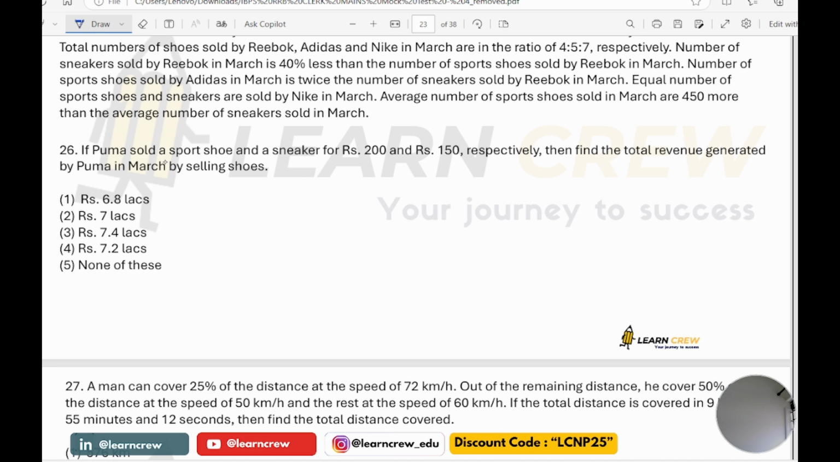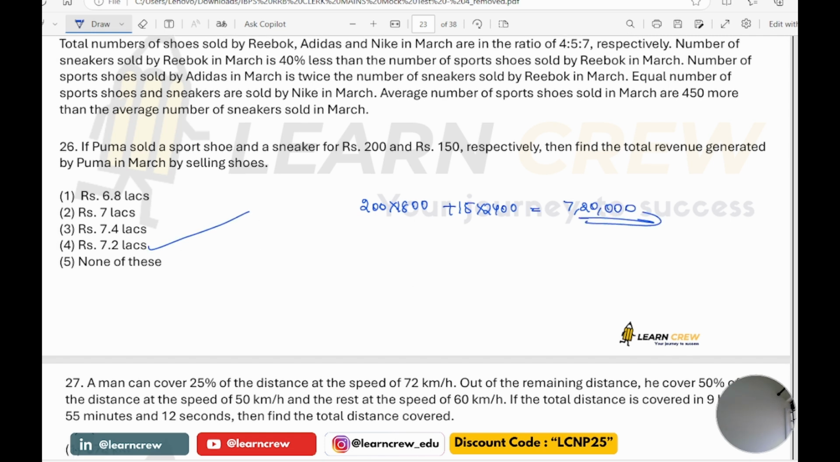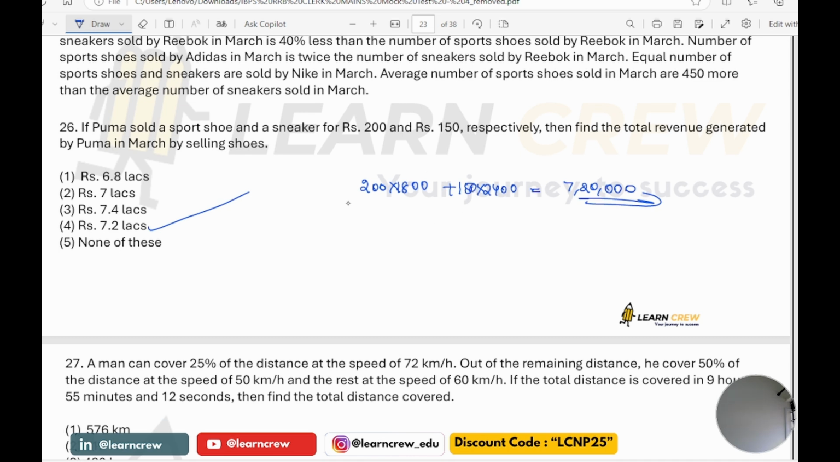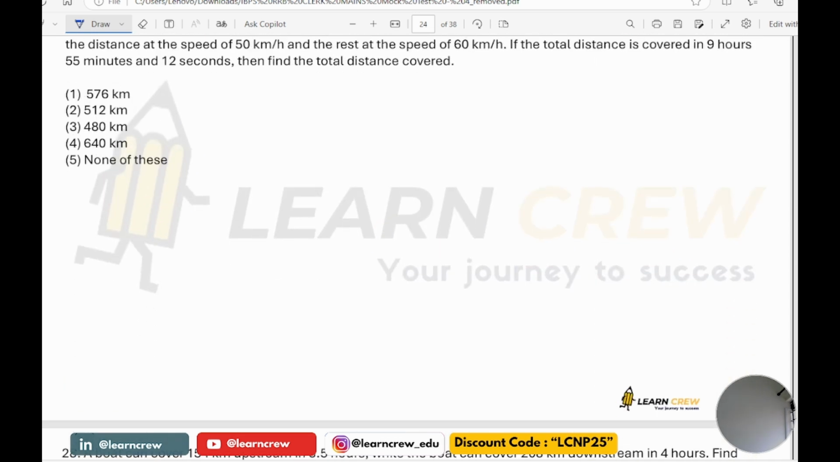If Puma sold a sports shoe and sneaker for 200 rupees and 150 rupees, then find the total revenue generated by Puma in March by selling shoes. So it is 200 on 1800 and 150 on 2400. Thereby it is 7,20,000. 7,20,000 is the answer, 7.2 lakhs. 7.2 lakhs is 150, not 15. 150. Next.